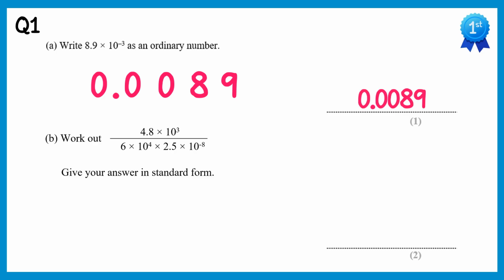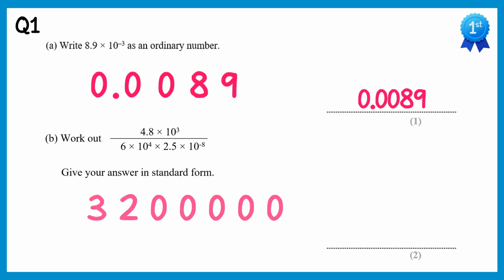For the second part of this question, I would just type this exactly as it is into your calculator, then press equals, and it should show you this number here. Now we need to give the answer to this one in standard form. So first of all, we need a number that's between 1 and 10. So for this one, we'll need 3.2.